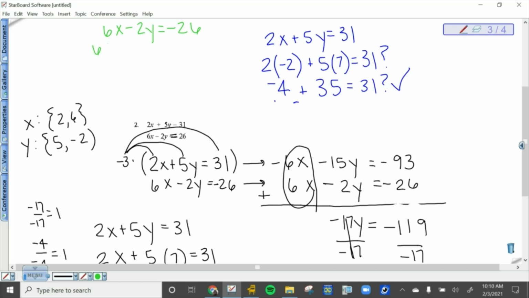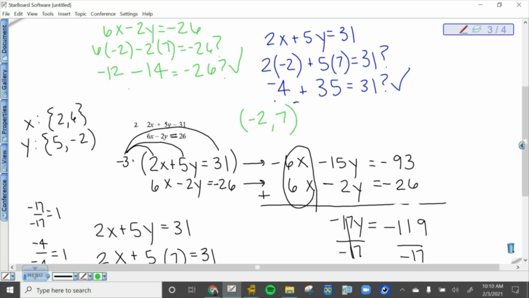Plug in negative 2 for x and 7 for y. Does that work? 6 times negative 2 is negative 12, minus 2 times 7. What's 2 times 7? 14. Negative 12 minus 14, does that equal negative 26? Yeah, it does. So that's our solution: negative 2, 7.